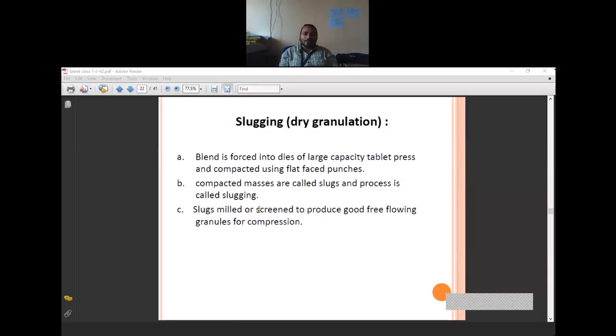First we come to dry granulation. It is also called slugging. Dry granulation is prepared without using any kind of solvent. So what is the main procedure? Blend. Blend means all the ingredients used in the preparation of the tablet are first mixed with each other. That is called blending, and the resulting mixture is called the blend. The blend is forced into the dies of a large-capacity tablet press and compacted using flat-faced punches.